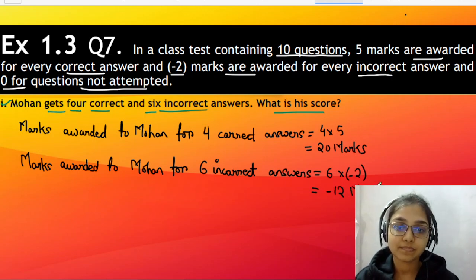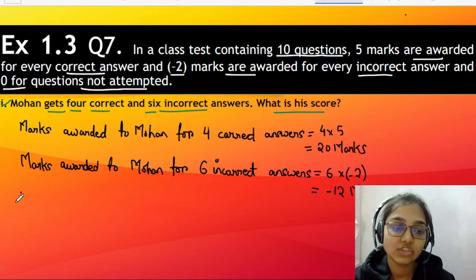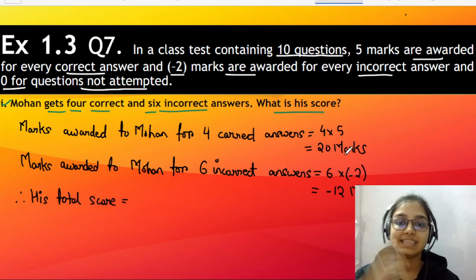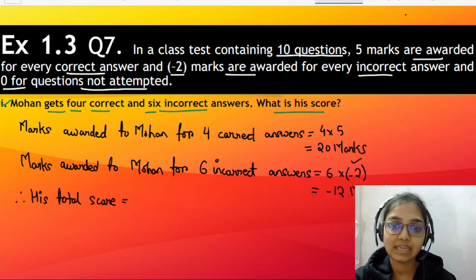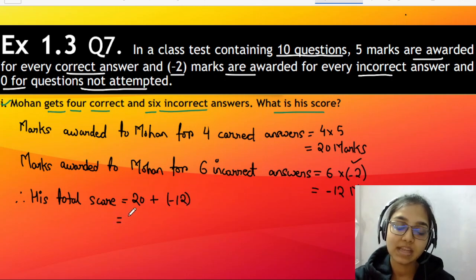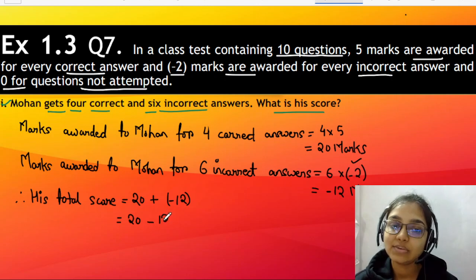Now what do we need to do? We need to find his total score, right? So his total score would be the addition of these two, that is 20 plus minus 12. So 20 plus of minus 12. Again, we are going to open the bracket, so plus of minus is minus 12.